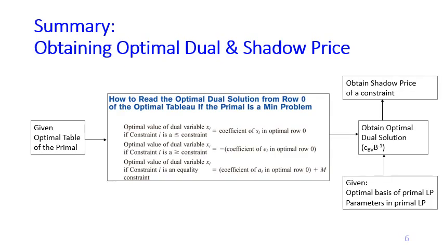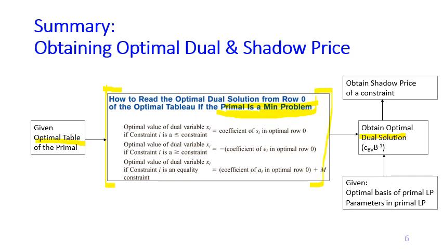So let me summarize the relation between the optimal table and shadow price. If we are given the optimal table, then from the result of the dual theorem, we may read the optimal table to obtain the dual solution. Depending on whether your primal problem is max or min, you just find the correct summary. If your problem is a max, find the one that says if the primal is a max problem. If your primal problem is a minimization problem, then read the one that says if your primal is a min problem, like this one. After you read this, you obtain the dual solution.